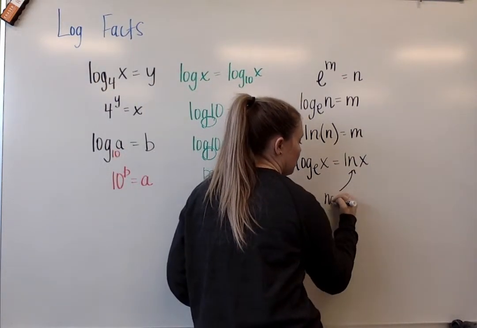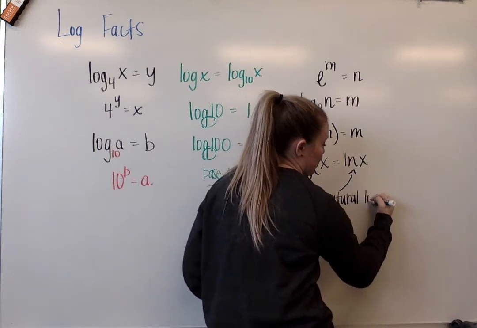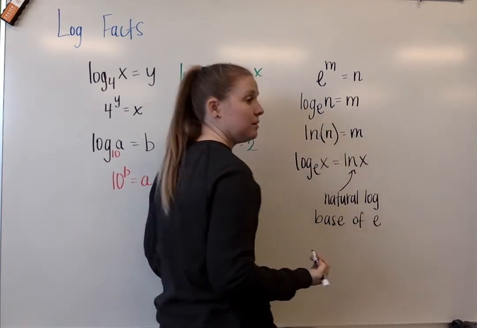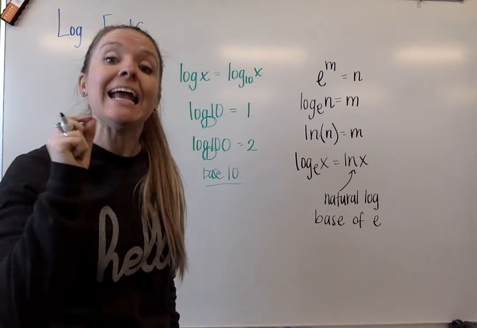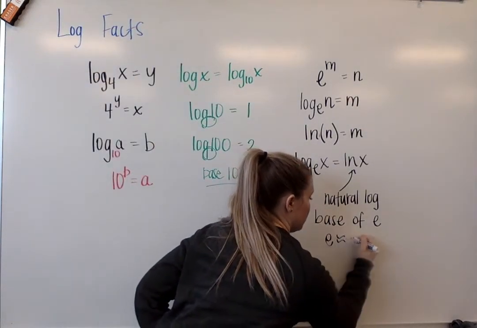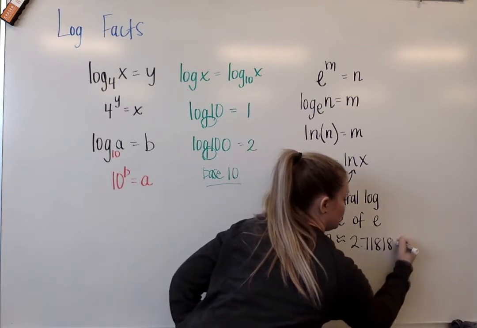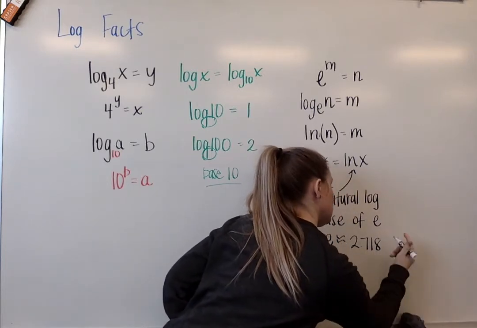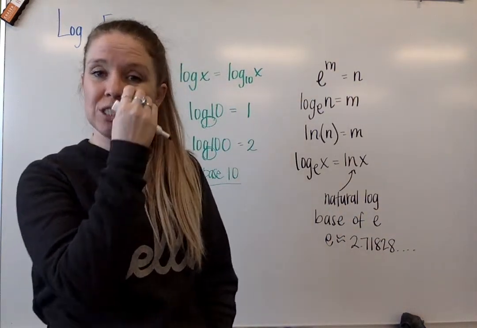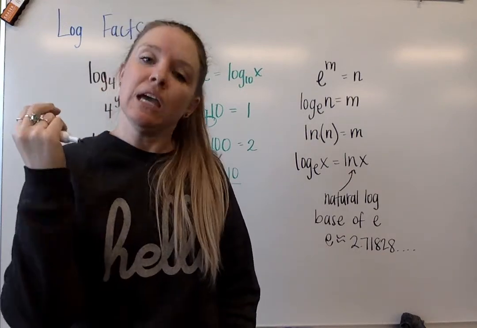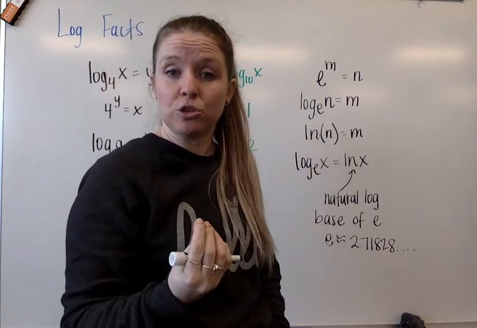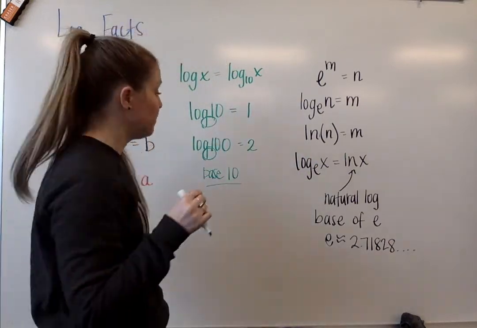So this is called a natural log. A natural log has a base of e. E is not a variable here. E is a number. Okay? E is the number 2.718281828, and then it just has crazy decimals after that. It's just one of those irrational numbers, and we'll talk about where that comes from in our next chapter as we start using our logs and exponentials to solve real-world problems.